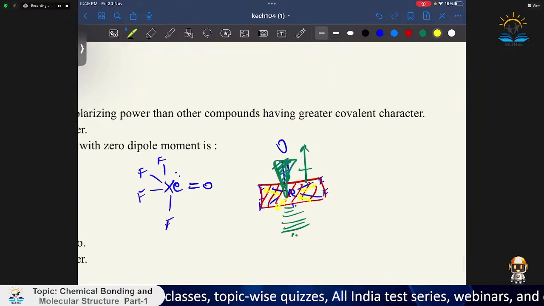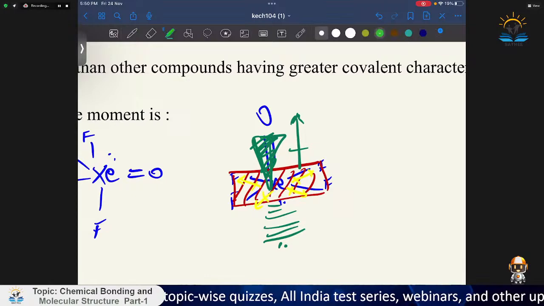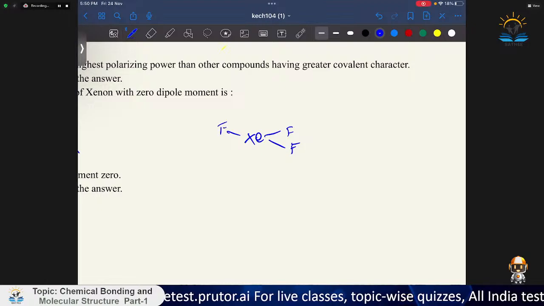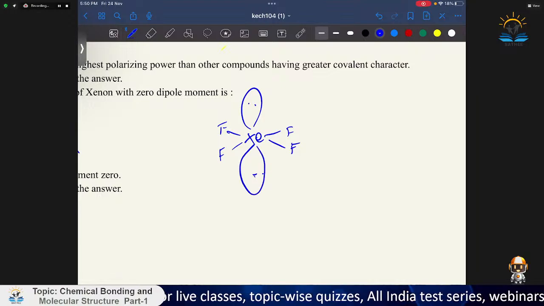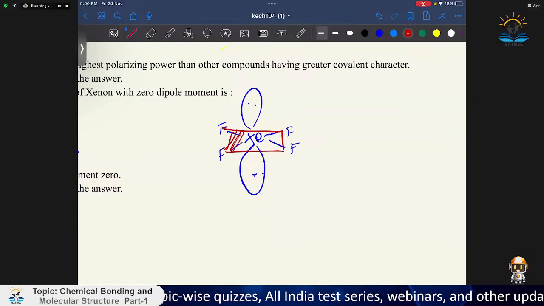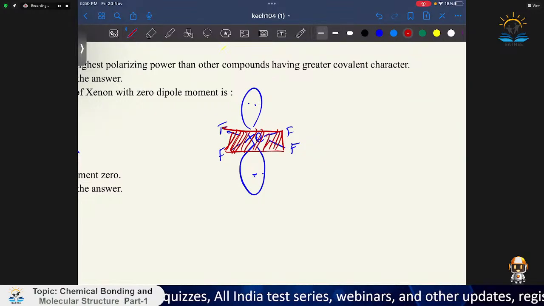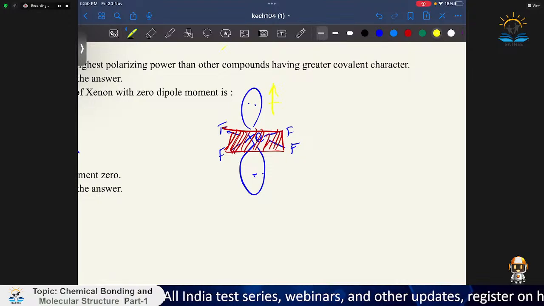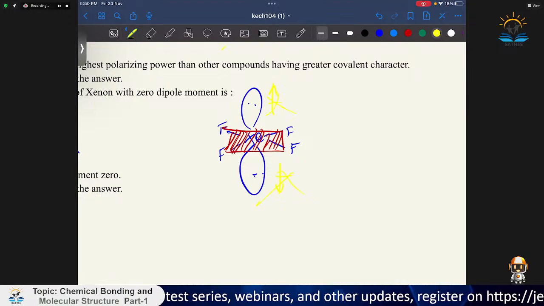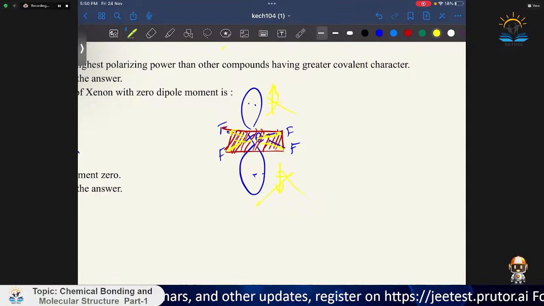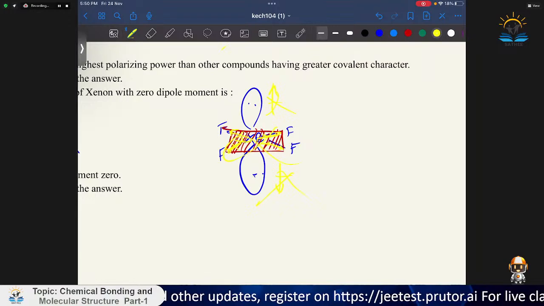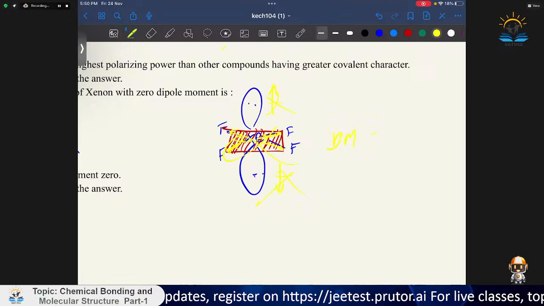Yeah. So I was at, yeah. The 4 dipole moments will cancel each other, which means the dipole moments in this plane. As we just saw, one dipole moment here, one dipole moment here, these two cancel each other. All the 4 fluorine dipole moments cancel each other. So net dipole moment is equal to 0.